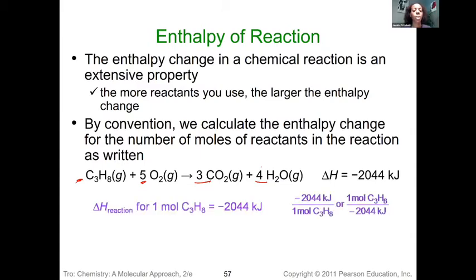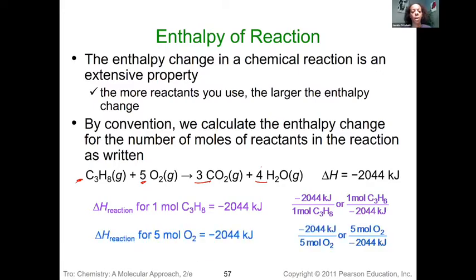And so you can see here, if we had 1 mole of C3H8, for every 1 mole that's put in, you release negative 2,044 kilojoules. Or similarly, for every 5 moles of oxygen that's placed in, you're still going to release the negative 2044. So notice again, these become conversion factors that can be used later.